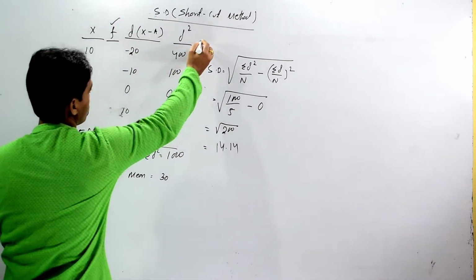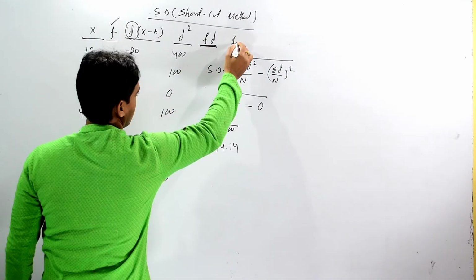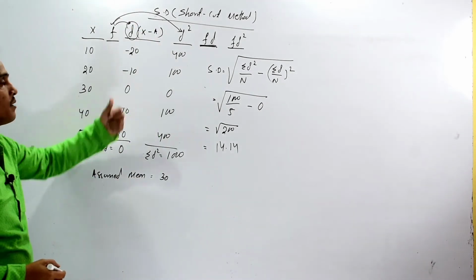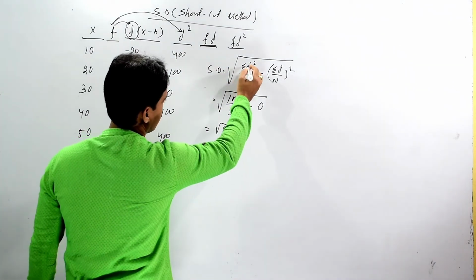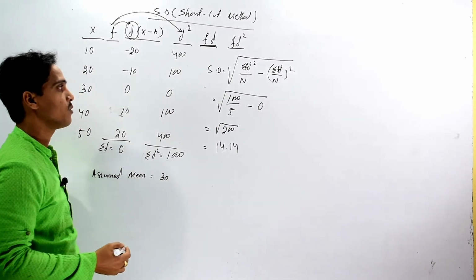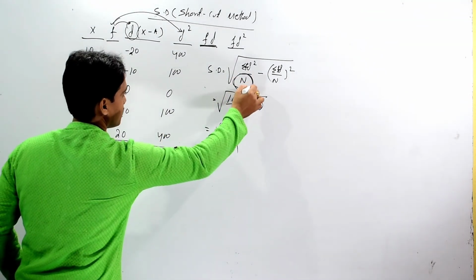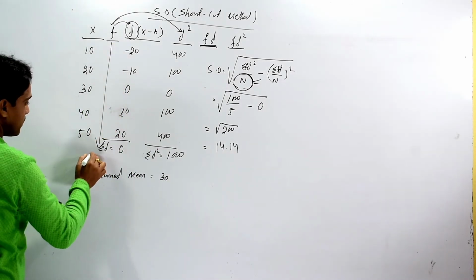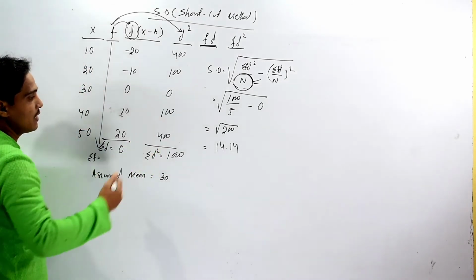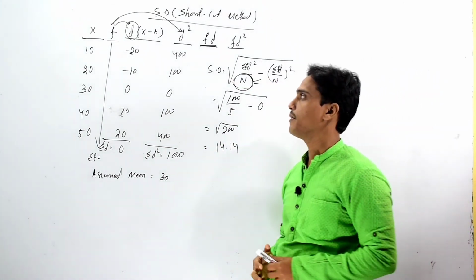So in this case we should multiply the frequency with the deviations in order to find fd, and in order to find fd square we should multiply frequency with d square, or the square of the deviations. Then we can use the formula, that is the whole root of summation fd square by n minus the whole square of summation fd by n, in order to find the value of our standard deviation. And in case of discrete or continuous series, n should be the summation of frequencies, or the total frequencies should be taken as n. Then we should replace the values of the different variables in order to compute the value of our standard deviation.